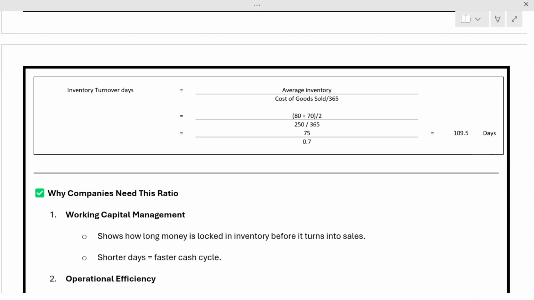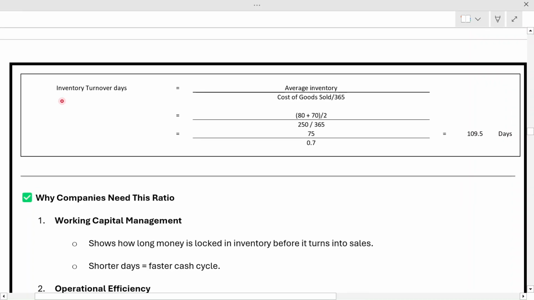So holding the inventory for 109 days is not a good thing for the company, because the larger the period you are holding the inventory, the lower you will be able to turn it around. So this shows the inventory turnover days of 109 days.